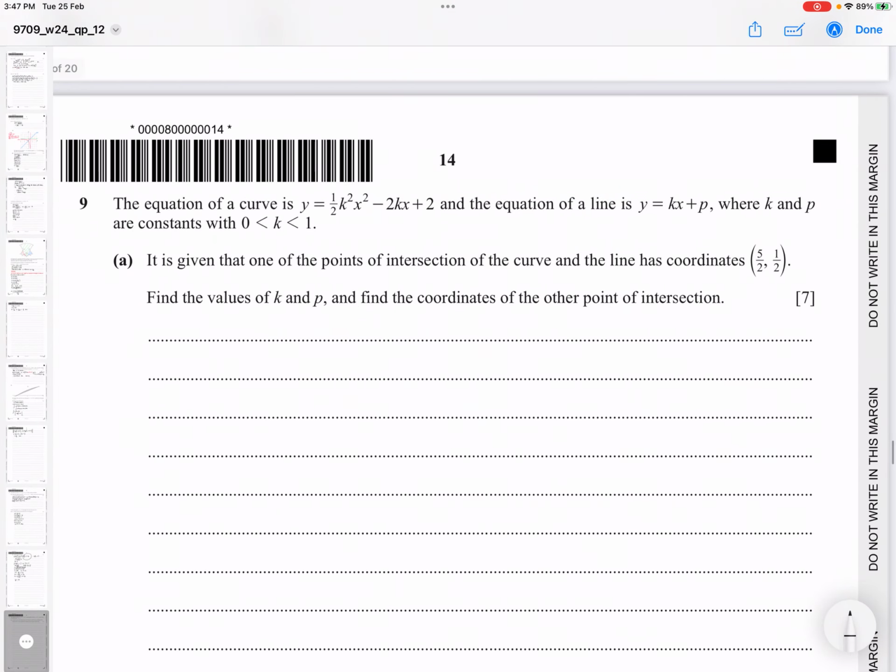Question number 9. The equation of the curve is this and the equation of the line is this, where k and p are constants, k is less than 1, greater than 0. It is given that one of the points of intersection of the curve and the line has this coordinate. Find the values of k and p and find the coordinates of the other point of intersection. It's a pretty long question. Let's do it.